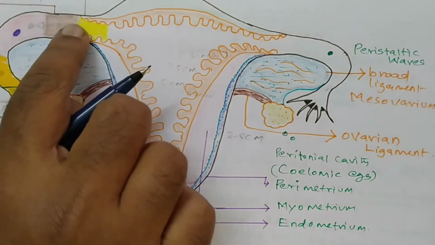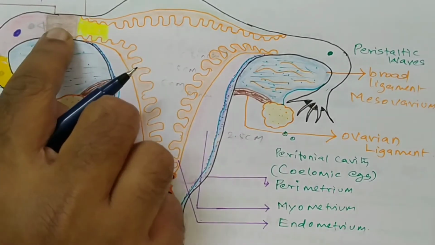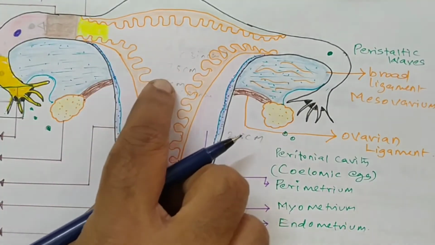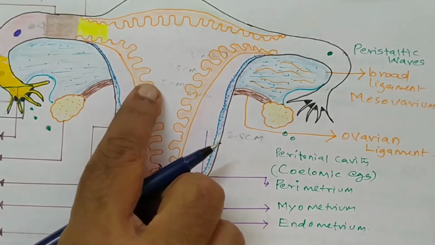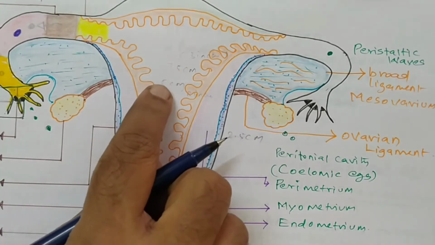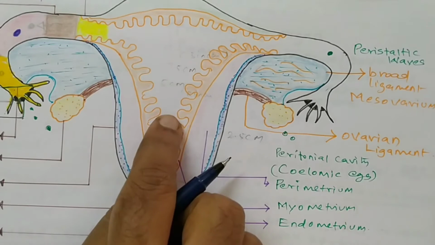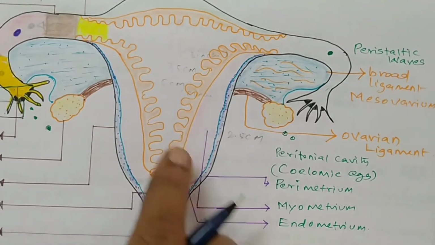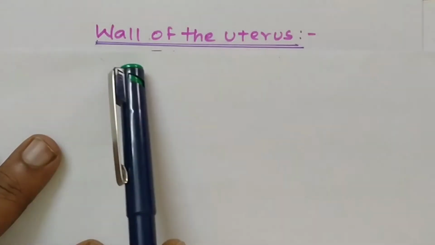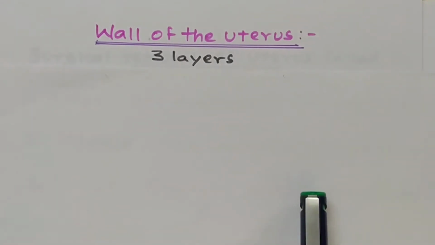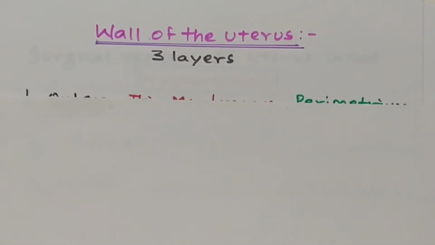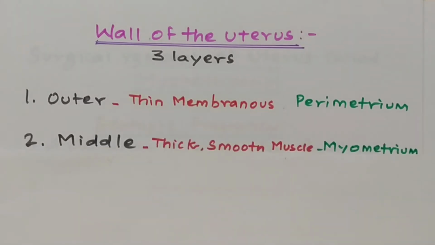Implantation means when the embryo enters the uterus from the fallopian tube, it gets attached to the wall of the uterus, that is, the endometrium. So the endometrium performs two important functions: formation of the placenta as well as implantation. So the wall of the uterus has 3 layers. The outermost layer, a very thin membrane, is termed the perimetrium. The middle layer, thick and made up of smooth muscle and connective tissue, is termed the myometrium.